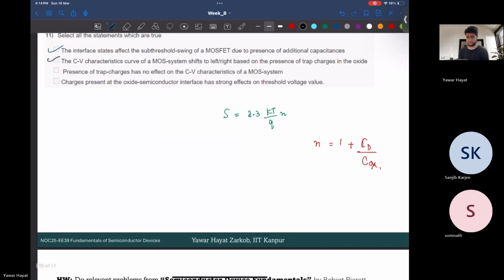What about C? C is wrong, right? Wrong, because we already said the opposite in the second sentence. What about the fourth one? Charge present in the oxide semiconductor interface has strong effects on the threshold voltage, which is also true. Correct, right? Why does this affect? Because they would affect the field, right?